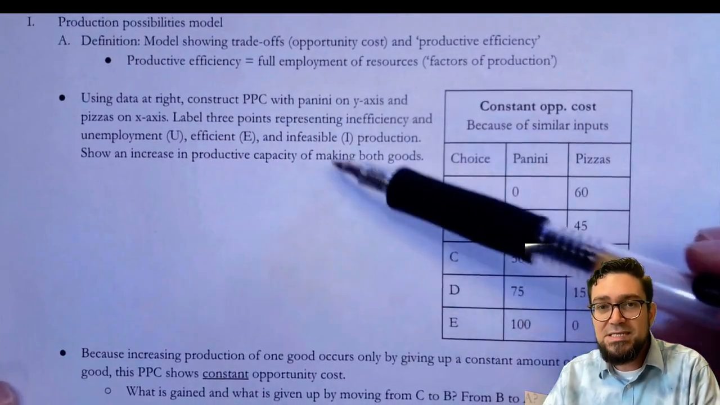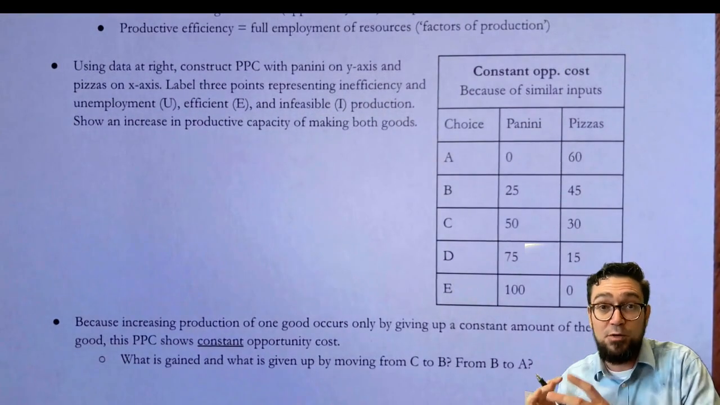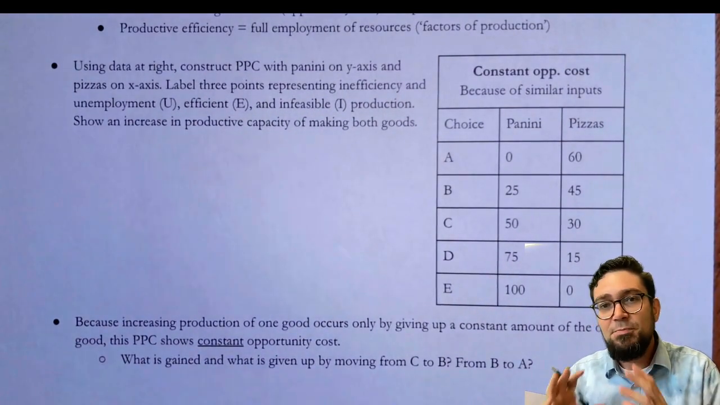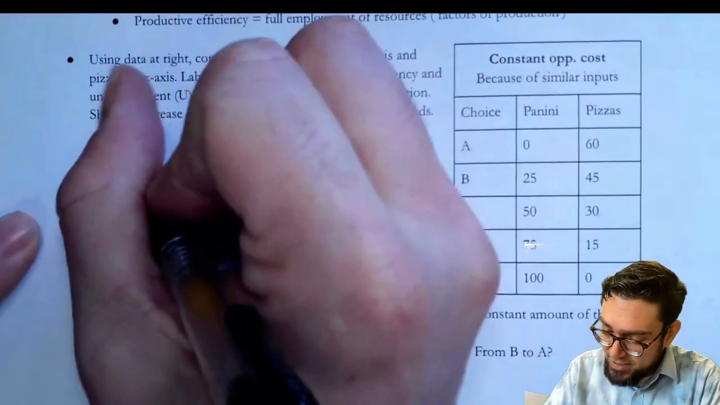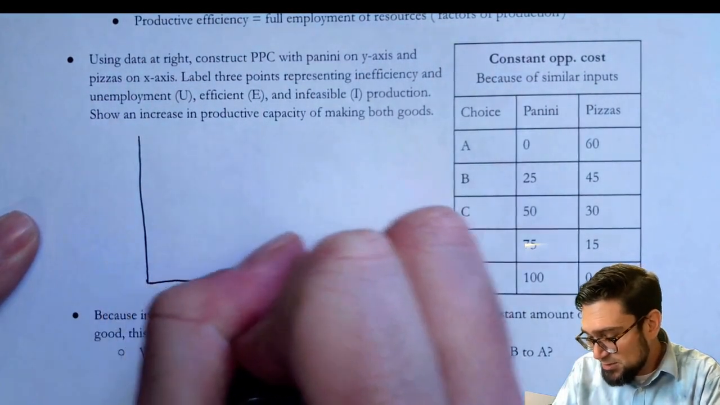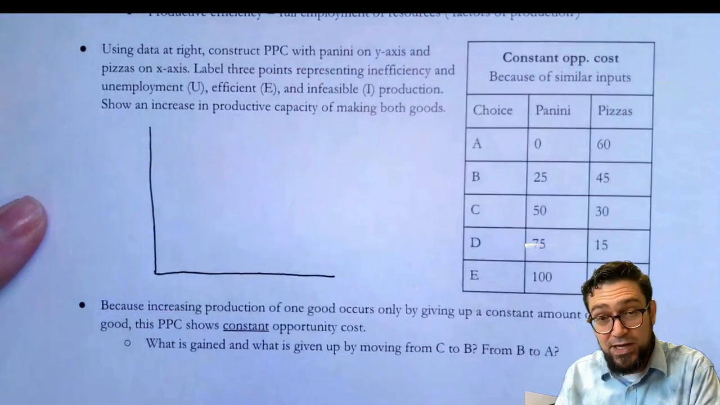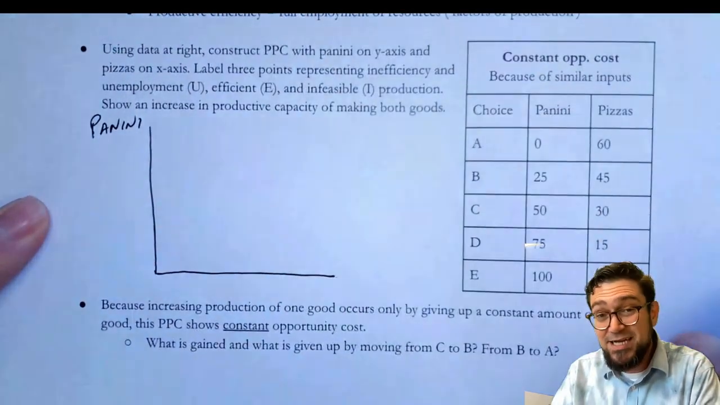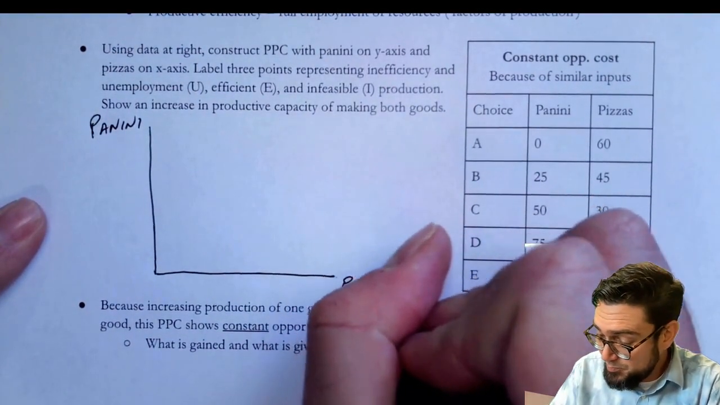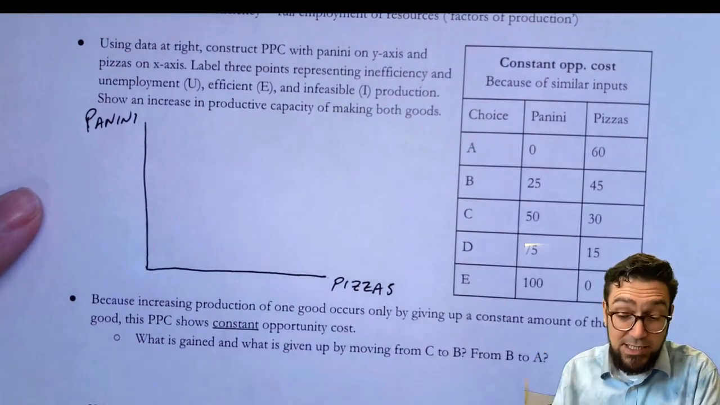Now, using this data, we're going to construct a PPC, a production possibilities curve. That's what the C stands for, with panini on the y-axis and pizzas on the x-axis. Right off the bat, we already know we're supposed to do this little graph, and it tells us one on the y and one on the x. If we put them on the wrong axes, we're not going to get the answer correct. So we want pizzas down here and paninis up here, or panini. Panini is actually the plural.